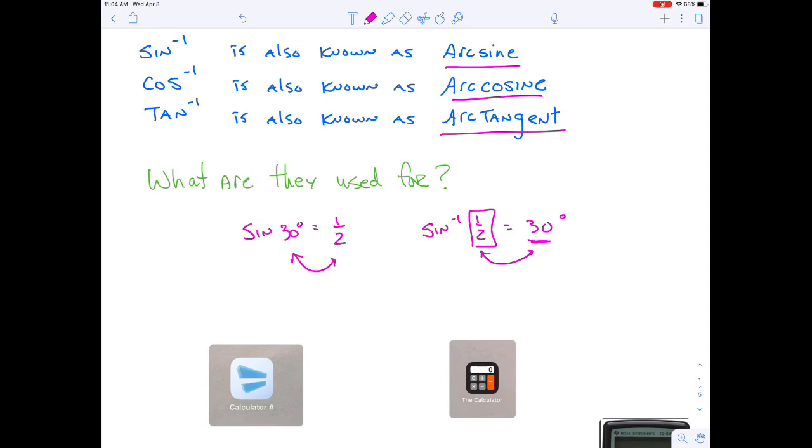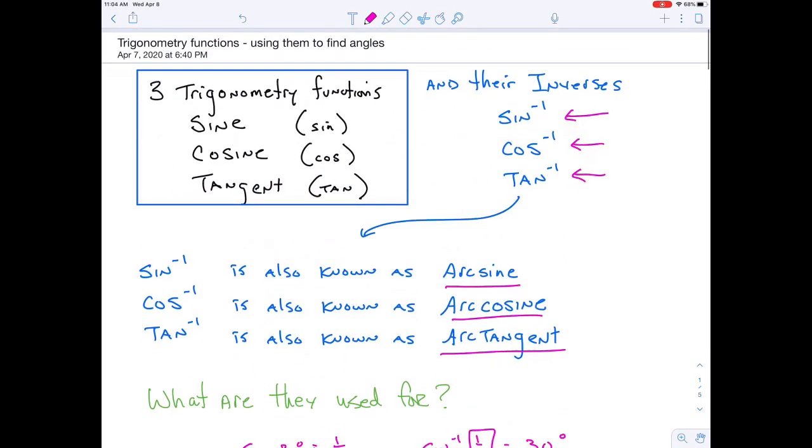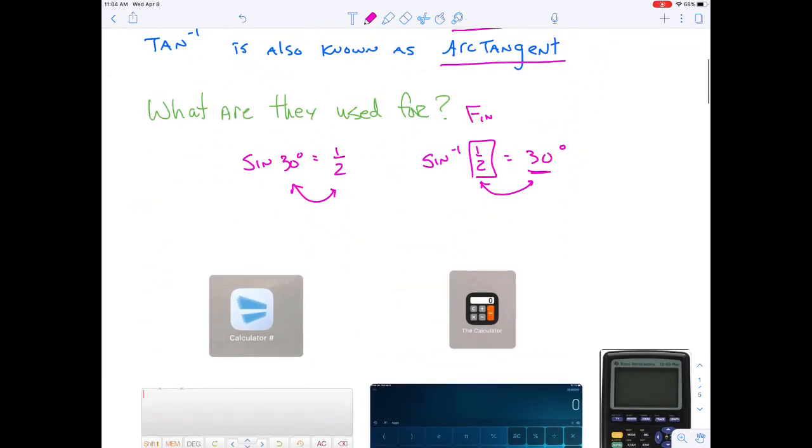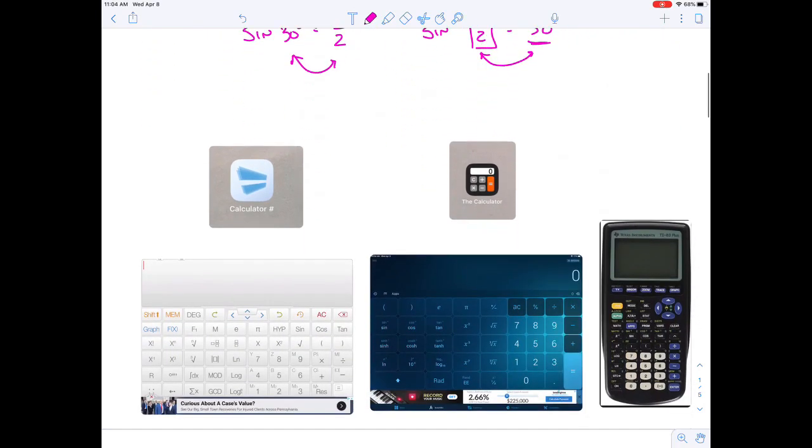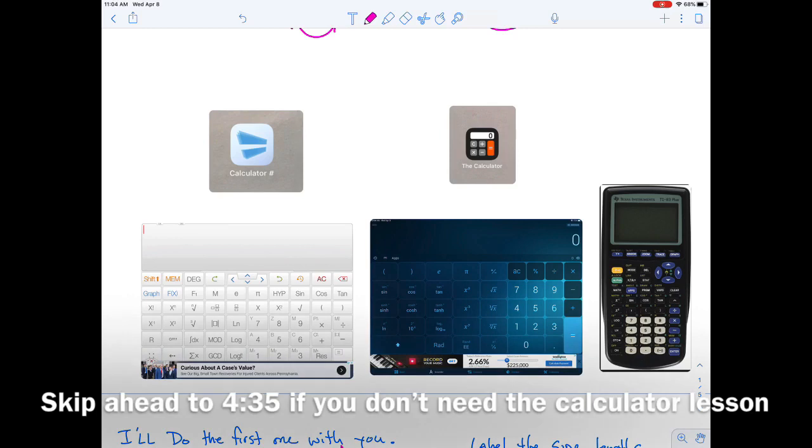So what are we going to use these arc sines, arc cosines, and arc tangents for? We're going to use those to find angles in a right triangle. All right, so that is the goal of using arc sine, arc cosine, and arc tangent, or the inverse sines, cosines, and tangents. Now, to do this, you're going to rely heavily on your calculator, and you have three different options. Well, you might have more than three, but I found myself not being able to use my iPhone calculator, but I was able to use a couple other options that you have available to you.